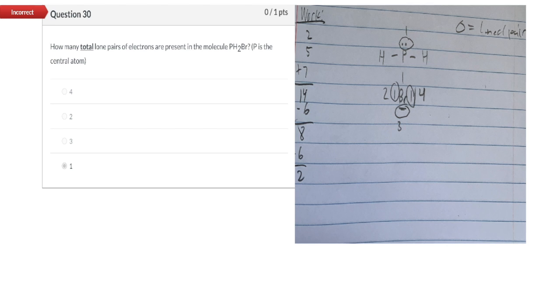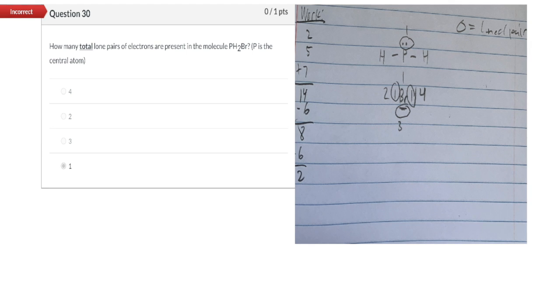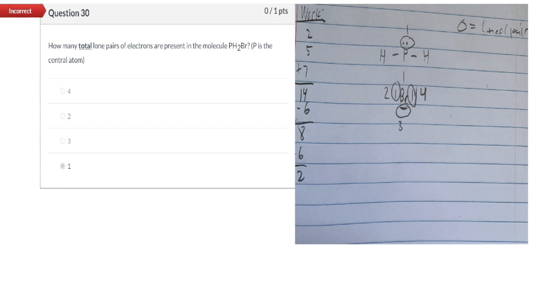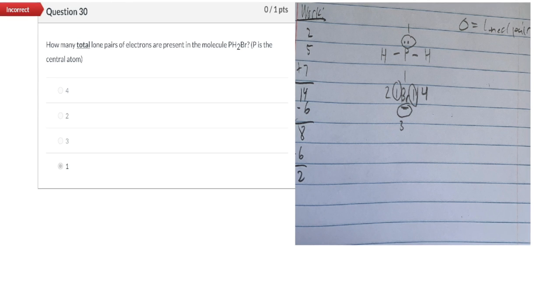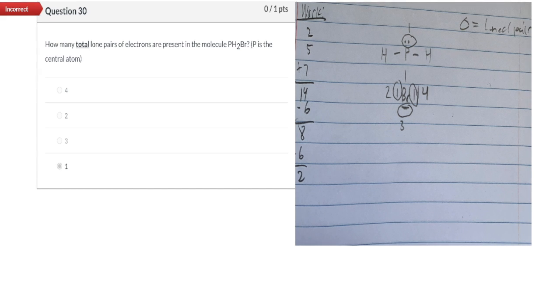The first step to drawing a Lewis dot structure is to first count the total valence electrons. The total valence electrons in this case is 14 because H has 1 valence electron since it's in the first column of the periodic table, and since there's 2 hydrogens, you do 1 times 2, which just gives you 2. Phosphorus has 5 valence electrons because it's in the 5th column of the periodic table, and Br has 7 since it's in the 7th column of the periodic table.